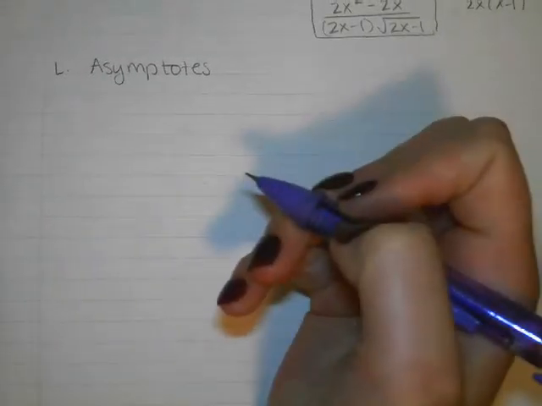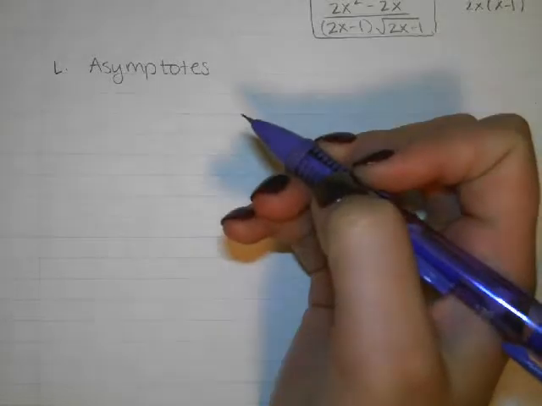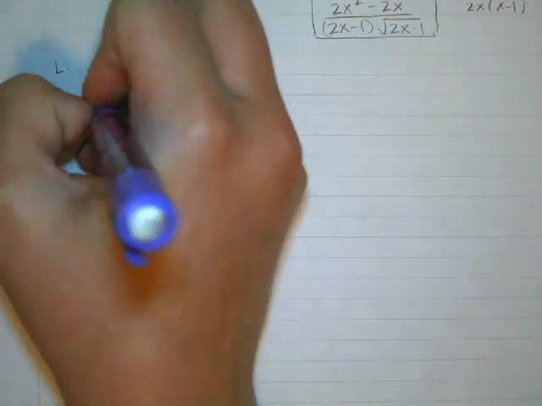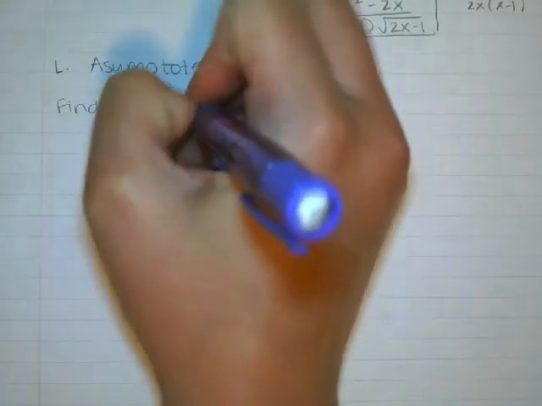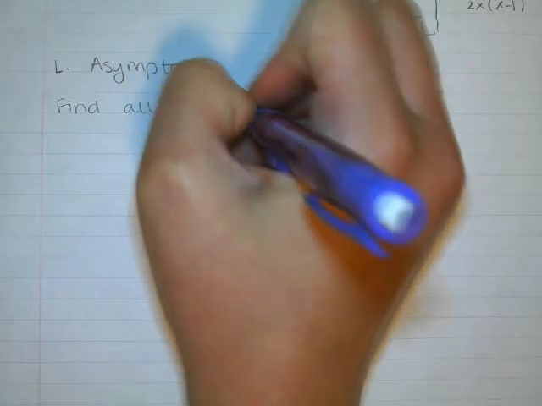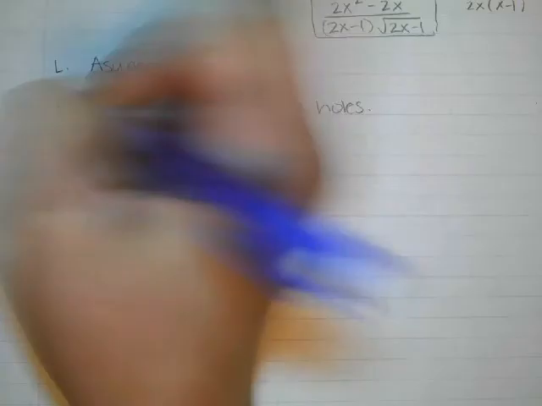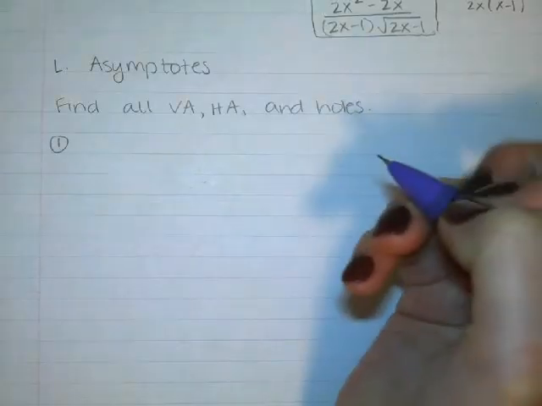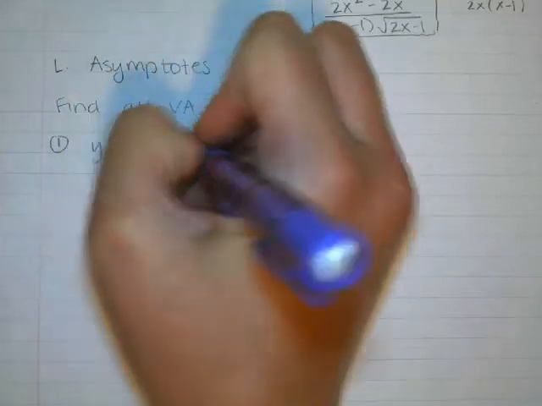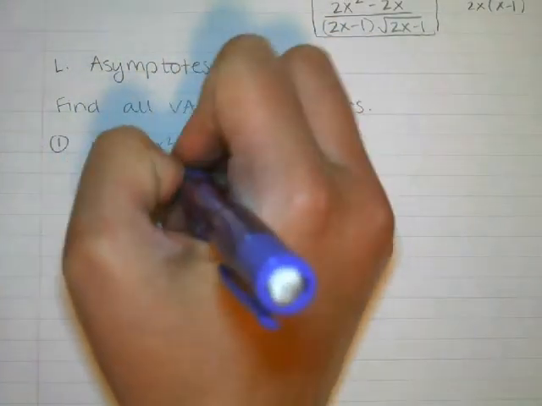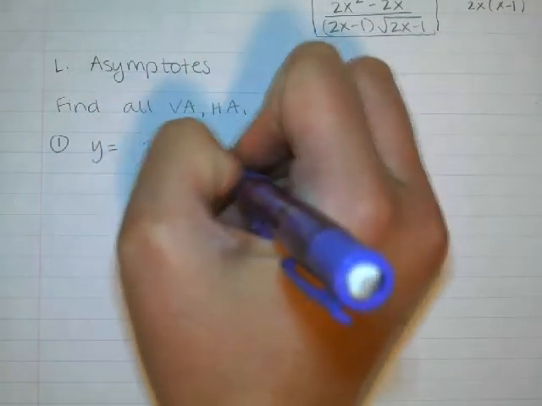So the instructions for this are just going to be to find your vertical and horizontal asymptotes, and then also to find the holes. For the first example, we're going to have y equals 2x squared plus 6x over x squared plus 5x plus 6.